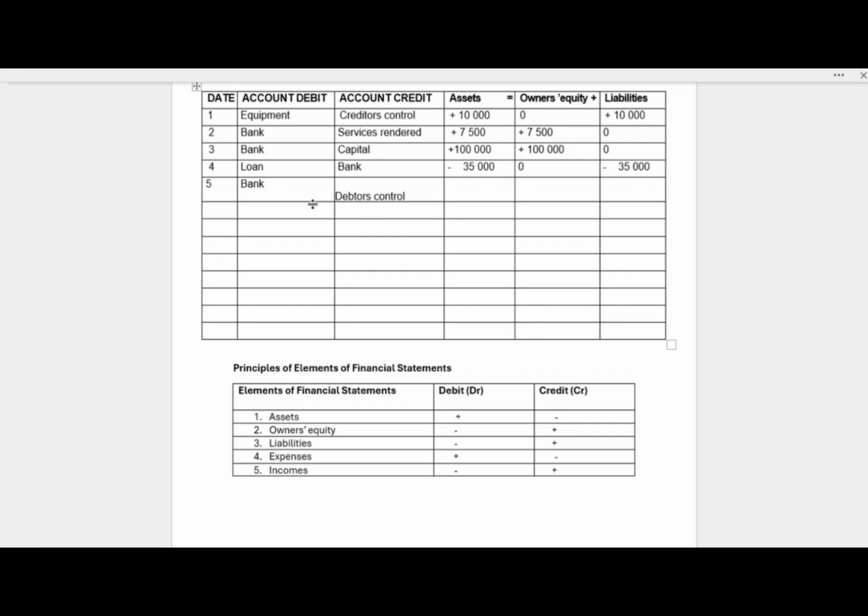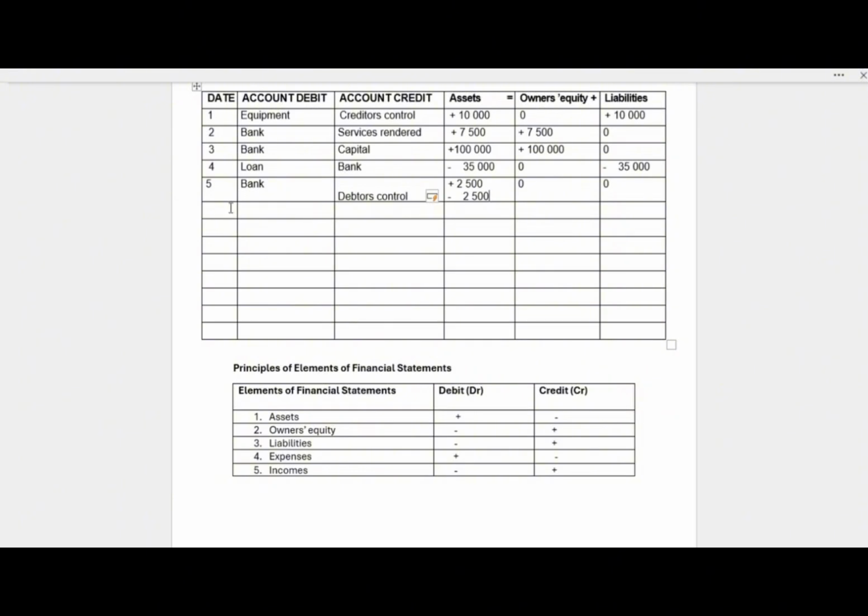Which is debtors control, right? And then now, how do we record? Because both of these are assets. Liability is not affected, owner's equity is not affected. So when we record the assets, the other one is increasing, the other one is decreasing, we're gonna say plus 2,500, and then below we're gonna say minus 2,500. So that's how you record when 2 assets are changing.